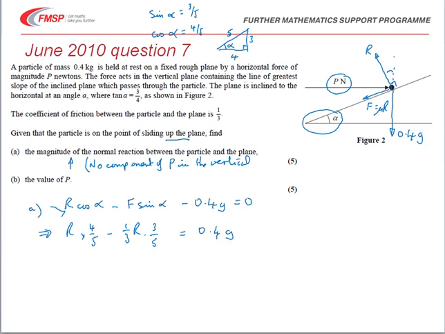Now in total then we've got 4/5 and minus 1/5, so 3/5 R is equal to 4/10 G, and that gives R is equal to 2/3 G newtons.